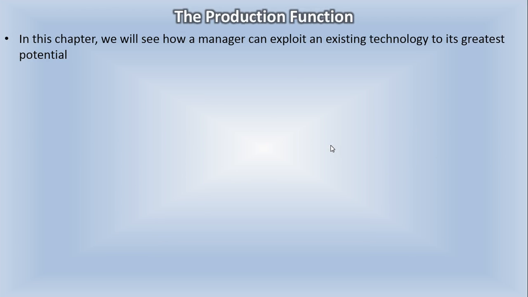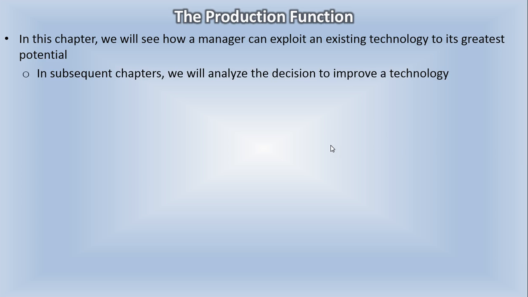All right, so the production function. This is essentially the model that is the heart of the theory of the firm from economics, that again is the backbone of everything we talk about moving forward. So we'll see how a manager can exploit an existing technology to its greatest potential. And then in later chapters, we'll analyze the decision to improve a technology. So here we're going to assume that a production process exists, and that's it. It is what it is, and it's not changing within this chapter.